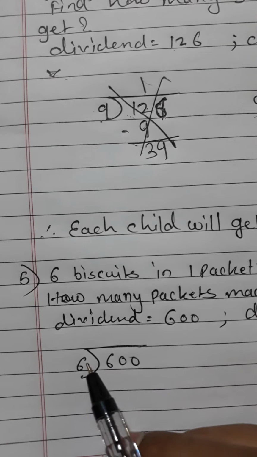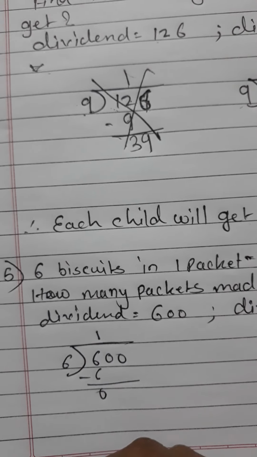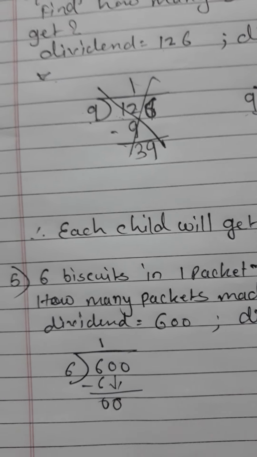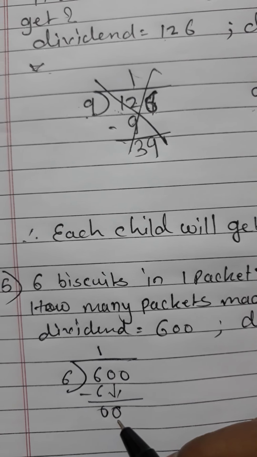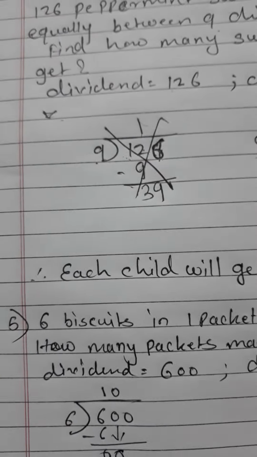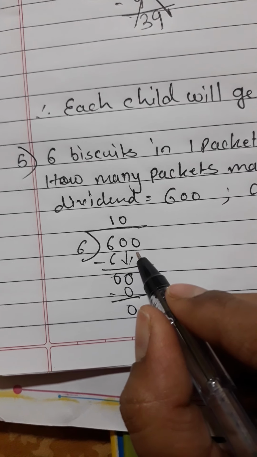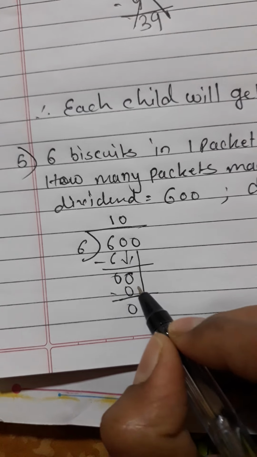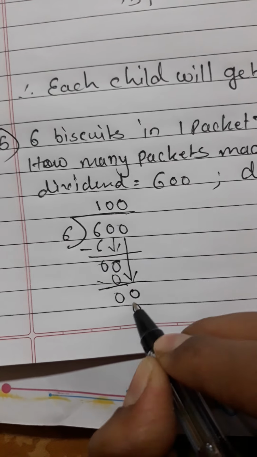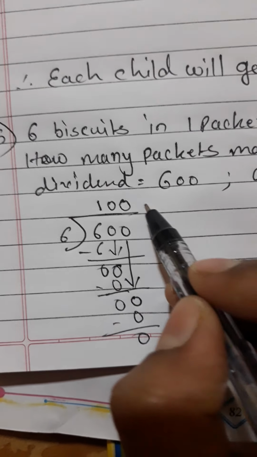So let's find. Now 6 ones are 6. Here 0 will come. Now above this 0, we take the 0 down. So now 0 is there. When we divide 0 by any number, the answer is 0. Then 6 zeros are 0. Again one more 0 remains here, so we will take it down. Again 6 zeros are 0. Our division process is complete. What is the answer? 100.